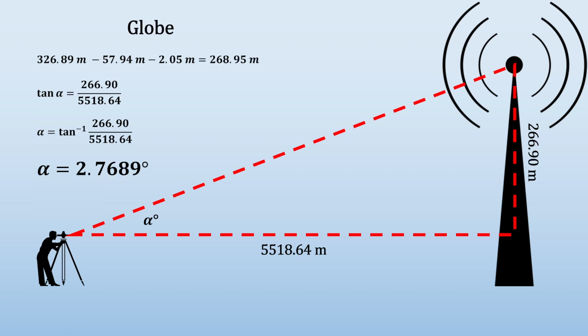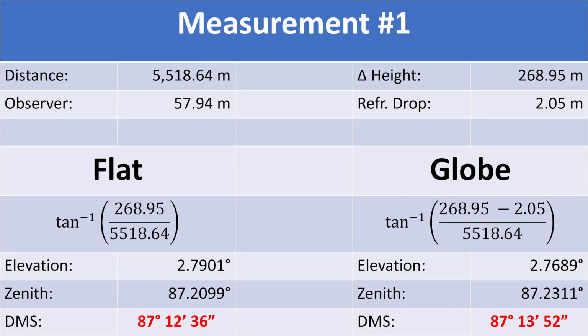Now for the globe, we do exactly the same thing, but this time we have to account for that 2 meters of drop over the 5.5 kilometers, so we get a slightly lower angle of 2.7689 degrees. Right, so here's all the relevant info. We've got the distance, we've got the observer elevation, the delta height, which is just the difference in elevation between the observer and the tower, and we've got the expected amount of refracted drop.